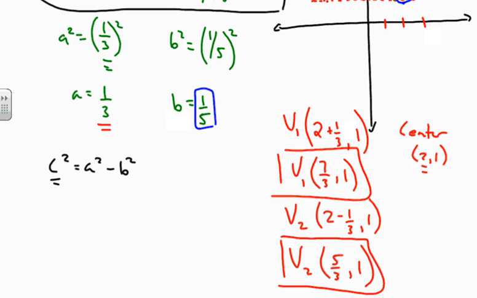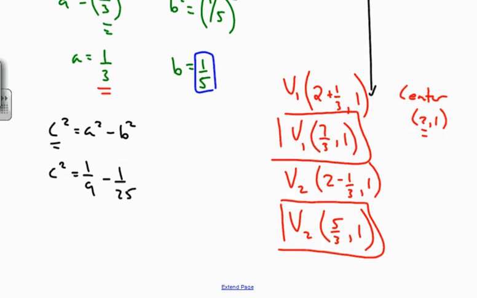So from here, we're going to have c squared. We're going to put in our a squared, which we know was 1/9, minus 1/25. And this is not going to be nice at all. From here, we're going to combine these. We can find a common denominator.